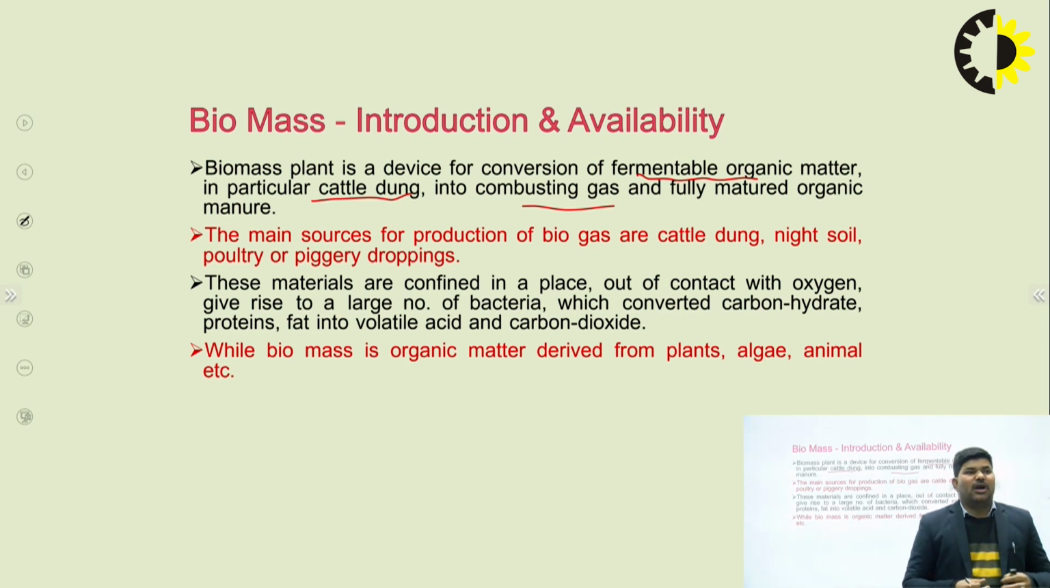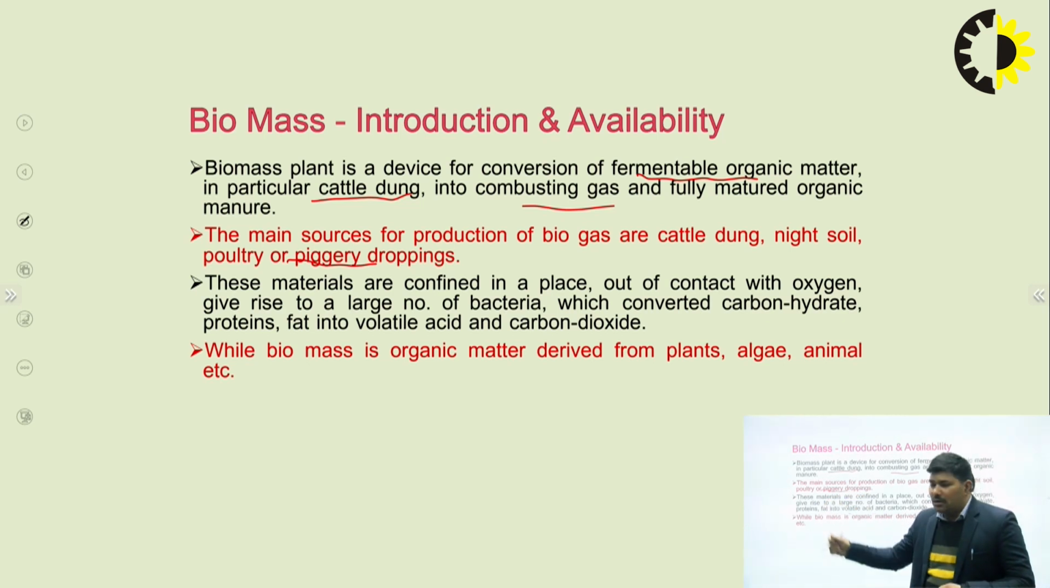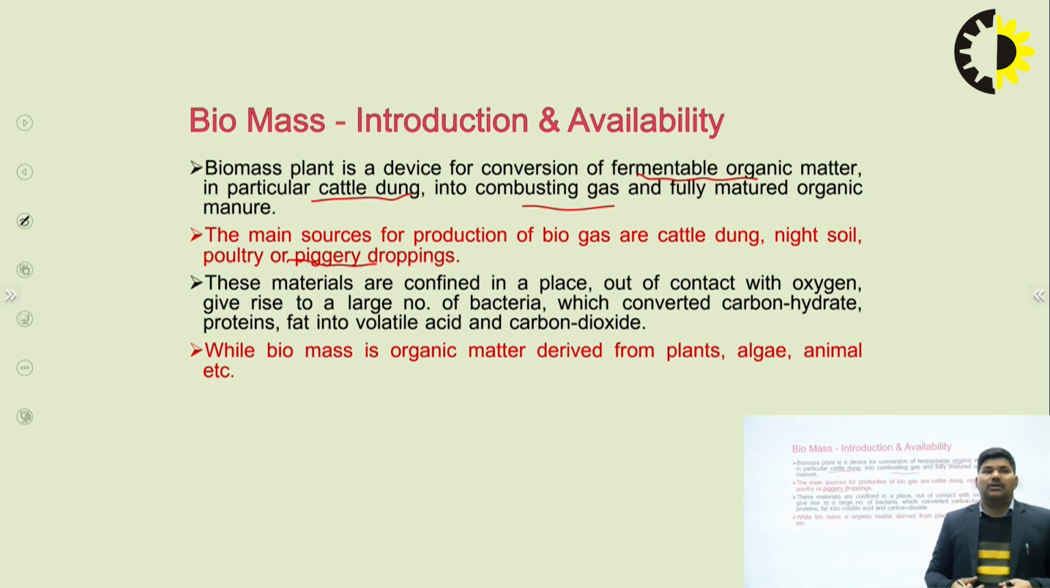So these are some biogas plants to convert the different parameters. The main sources for the production of biogas are cattle dung, or we can say night soil, or poultry or pig droppings. So these are the main resources to produce biogas.